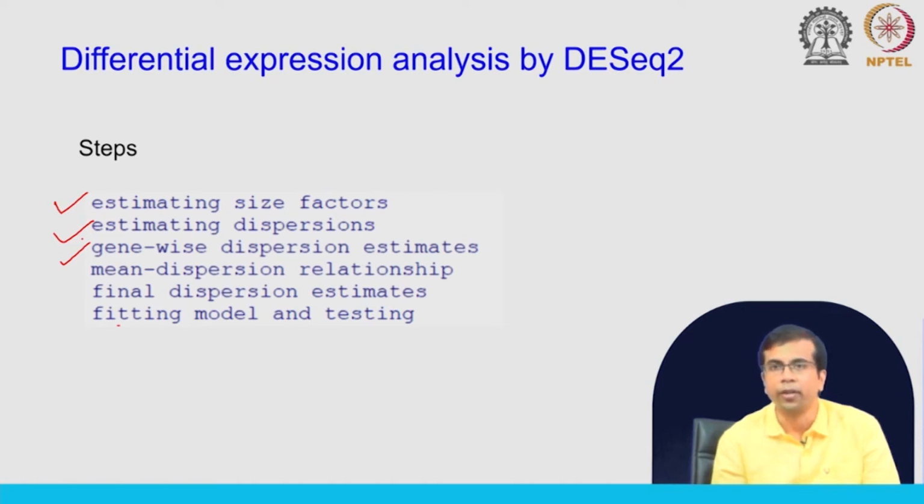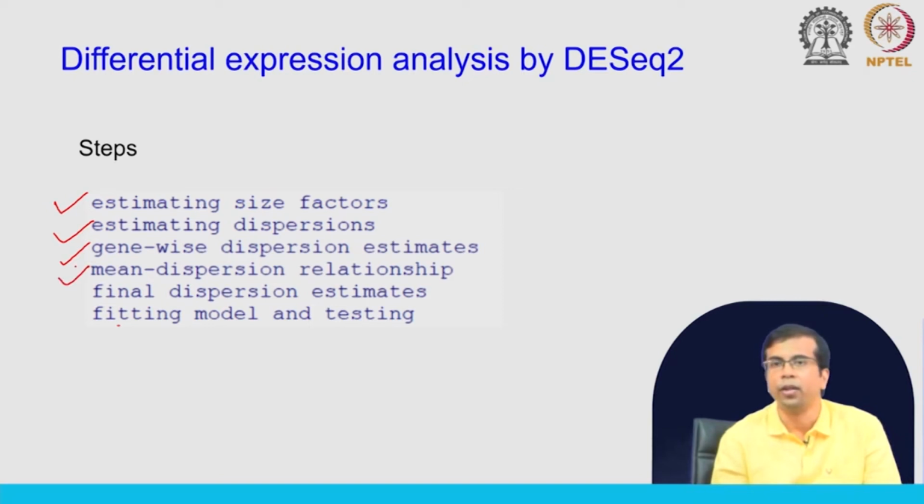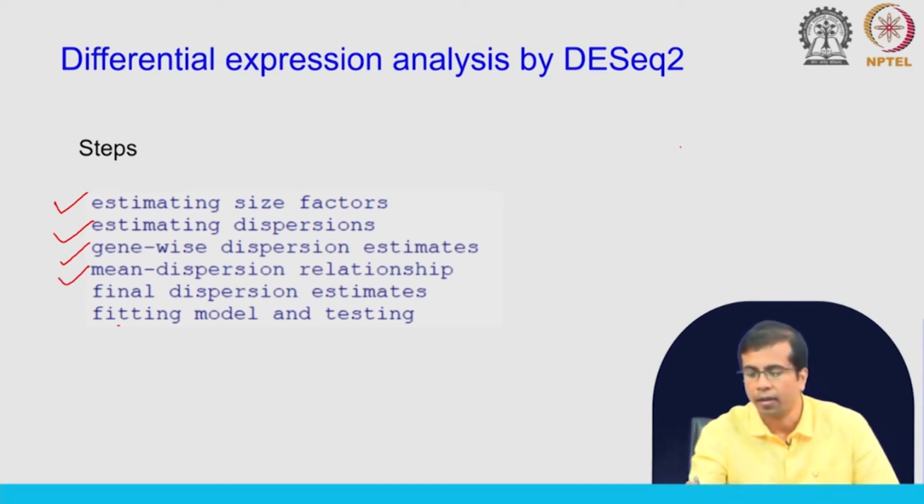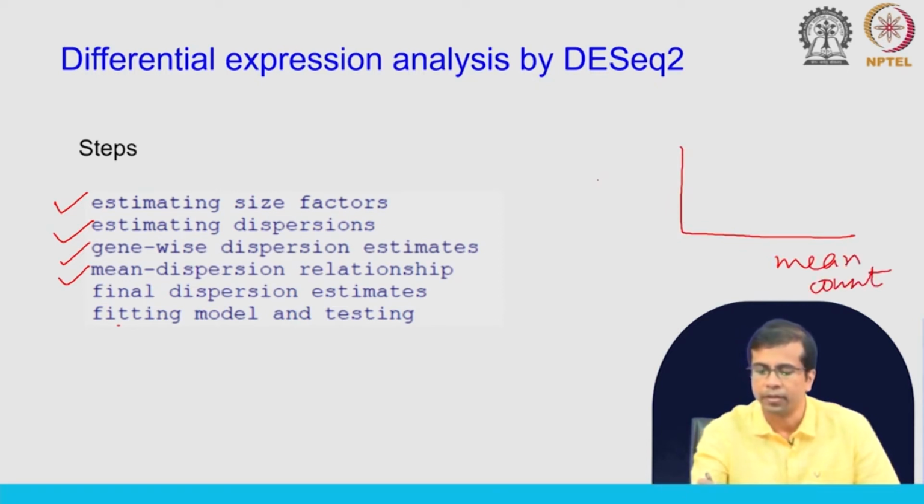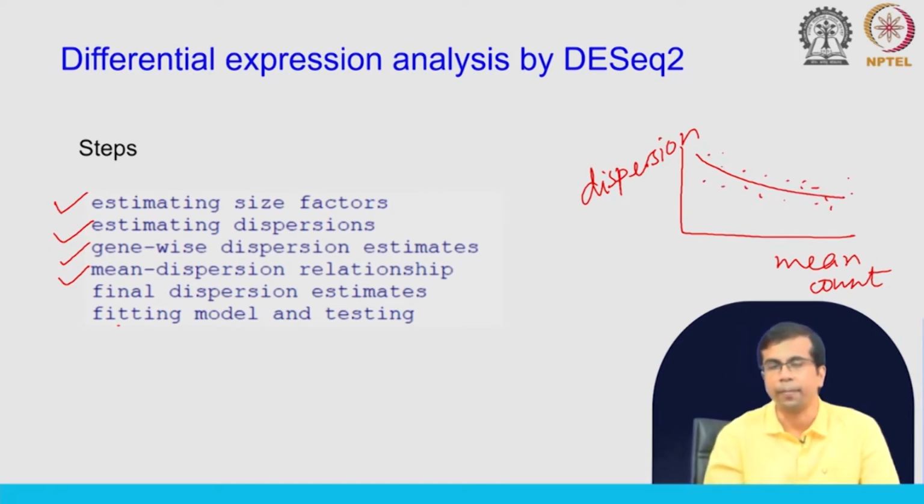We mentioned why you need to do the shrinkage on dispersion. For doing that, it needs information on the mean dispersion relationship. So, you need to generate something like mean expression or mean count versus dispersion, and you will probably see something like this. You will see these points. If you see the original paper, you will see these points around, and this kind of relationship.